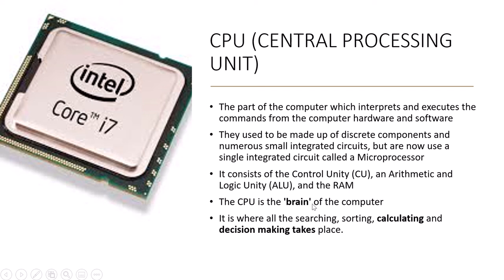CPU is the brain of the computer. It's called the brain because all the searching, all the sorting, calculating, decision making, all of this is done by the CPU. This is why when your computer is running, your CPU gets really heated up because all the work is happening there. That's why you have a fan always attached next to the CPU.